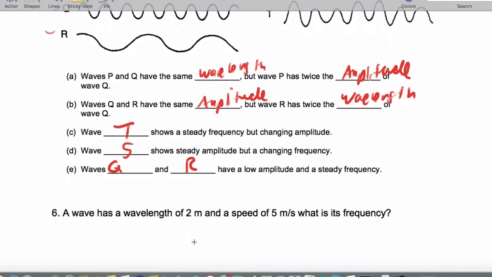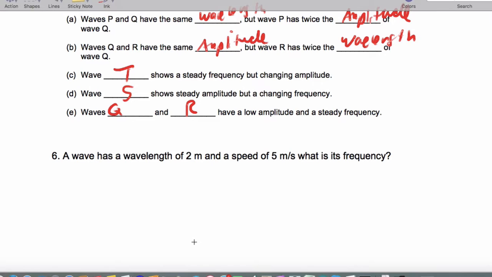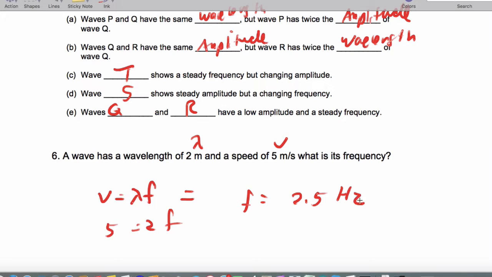All right. So a wave has a wavelength of 2 meters and a speed of 5 meters per second. What is its frequency? Lambda V. We're going to keep this real simple for this test because in our next test, and on your final, we're really going to be exploring waves a little bit more thoroughly. So here we've got 5 meters per second equals 2F. So the frequency is going to end up being 2.5 hertz. All right. So that's the third page.